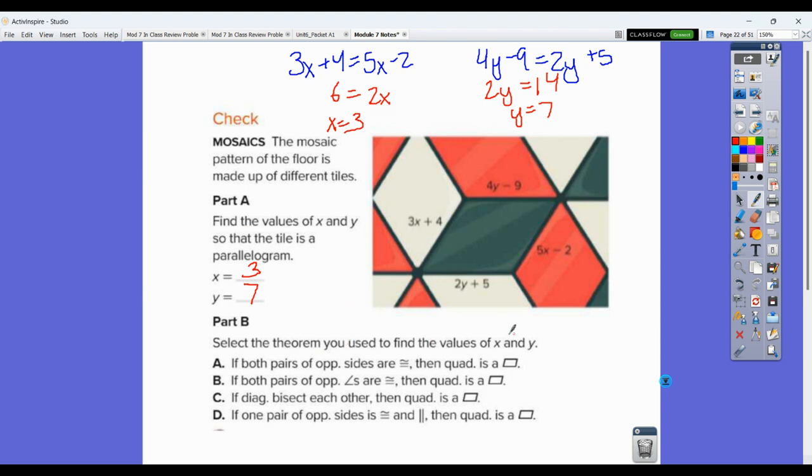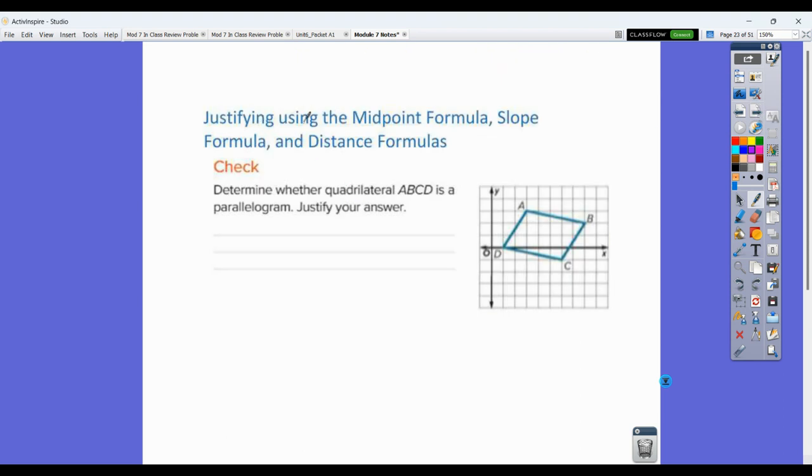Select the theorem you can use to find the values of x and y. So what theorem did we use? We said that if both pairs of opposite sides are congruent, then it's a parallelogram, and that's what we used there. Now, justifying, we're going to get back into some of these justifications and what we can do with those.